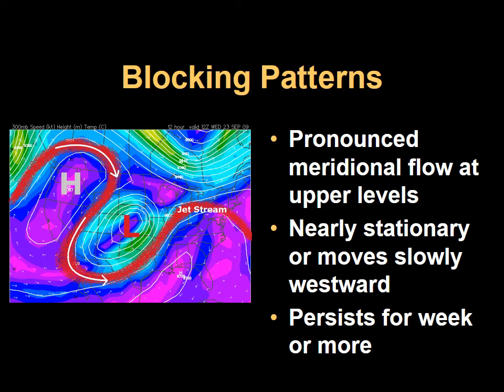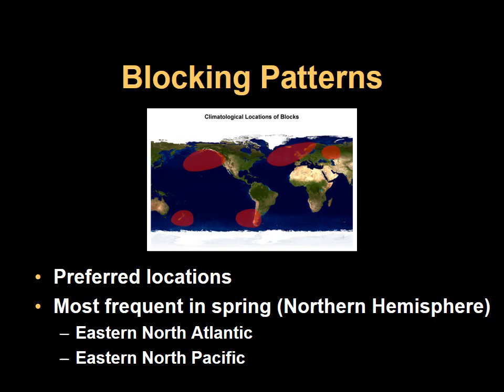And blocking patterns, of course, persist for a period of time. Usually they'll set up for about a week, but it can be even more than that at times. There are preferred locations for blocks to set up, and they're more common in the spring in the northern hemisphere than they are in the winter, except for the blocking high, which always sets up during the summertime. And you'll find them developing in the eastern North Atlantic, off the coast of Europe, and then also in the eastern North Pacific, off the coast of British Columbia and in the Gulf of Alaska.